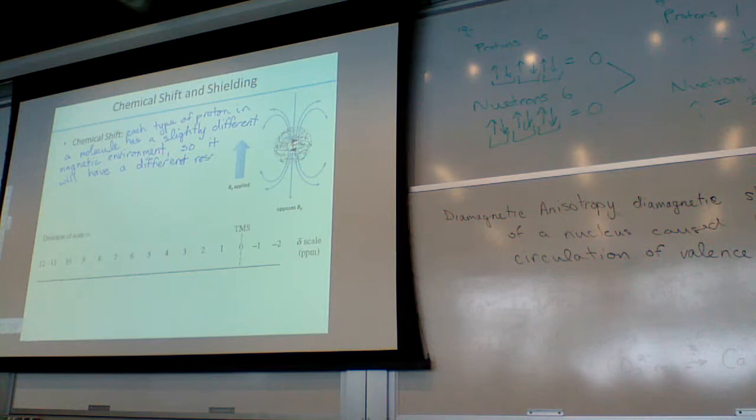Frequency. So if you have a proton that is partially shielded and another one that is very shielded, it's going to take slightly different resonance frequencies to get them to change spin states. And we are going to compare those on the chemical shift scale, which is going to be delta is equal to the shift in hertz from TMS divided by the spectrometer frequency.